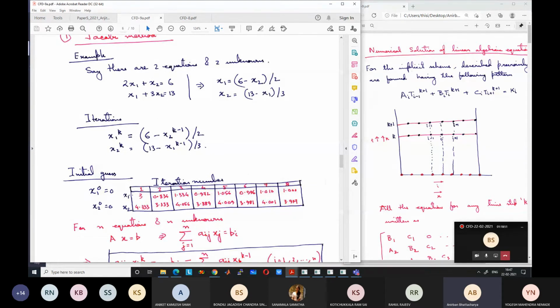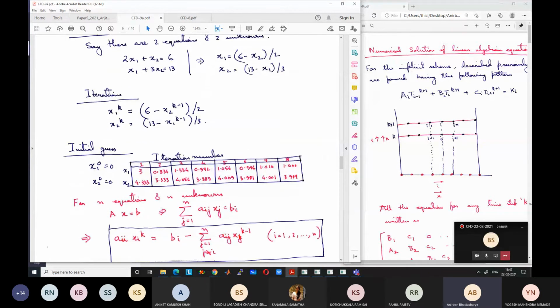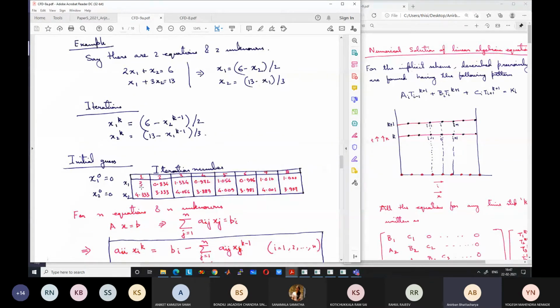So let us try to take a look at the steps involved. You can use a calculator also, but I have already written the values. So I will just quickly go through them. The 0th iteration value, this k is 0, is 0. So the first iteration value will be x1 equal to 6 minus 0 by 2. So 6 by 2, which is 3.